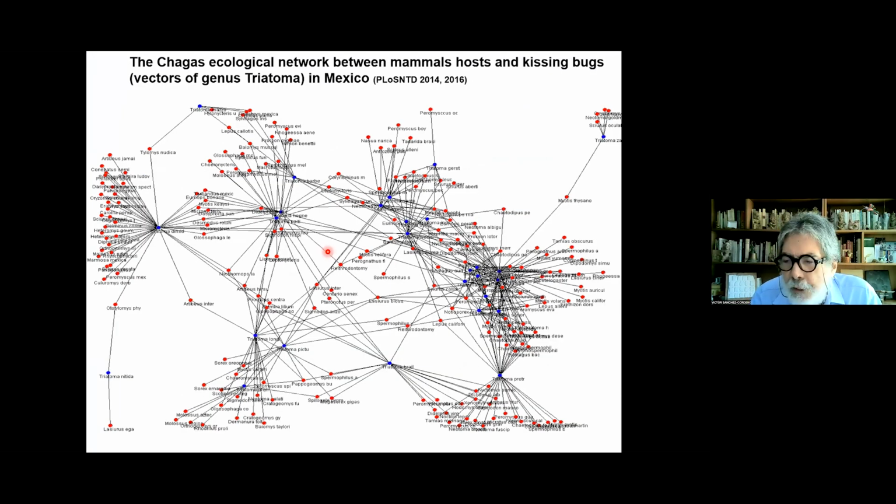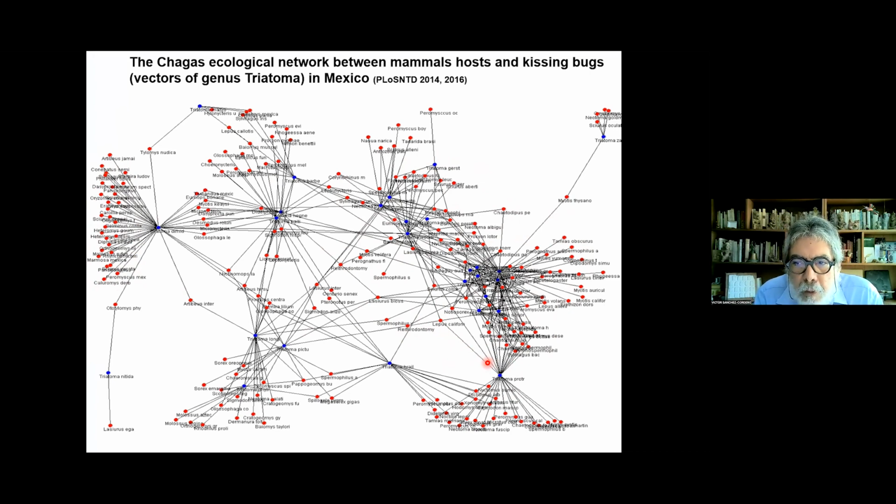We did the same for Chagas disease, which involves as well small mammals as hosts, and the kissing bugs, which are Triatomine species, the Triatoma species, depicted here as blue dots. And again, this Triatoma dimidiata is related geographically only to this group of small mammals. This contrasts with this part of the network where you have lots of triatomine species that share many small mammal species.